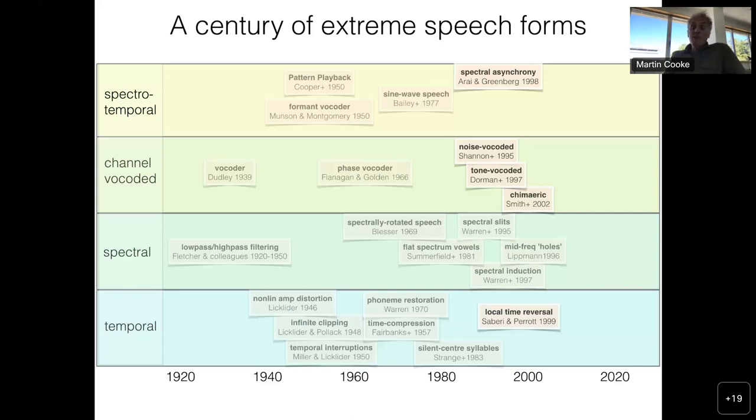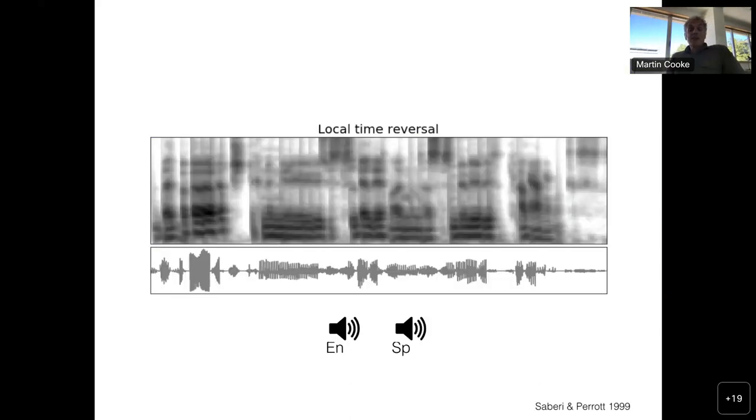There's also local time reversal developed around about then, which I've got an example of here. So this is one of the forms of speech we're going to use in the experiments. So in local time reversal, what that means is that contiguous segments of speech are simply reversed. No windowing, no nothing. And in this case, I think it's about 70 millisecond segments. So each 70 millisecond segment is simply reversed and then reconcatenated. So it sounds like this. Again, English and the Spanish example.